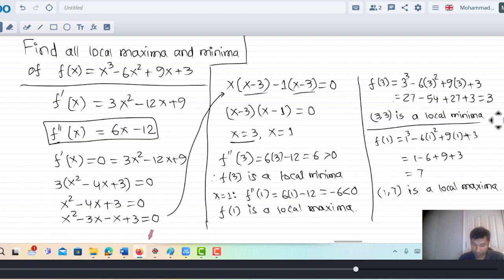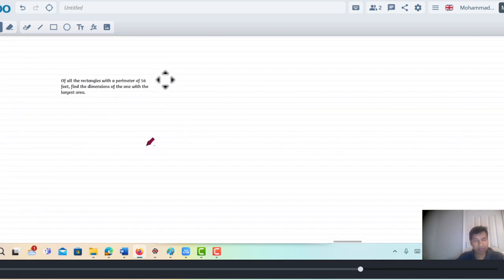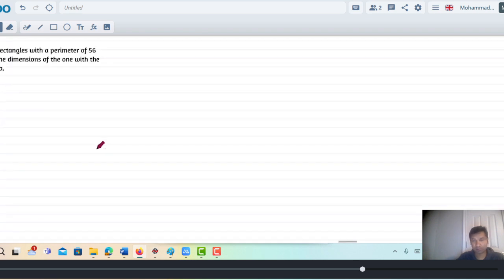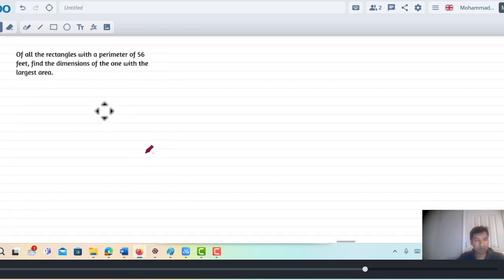Now let's do another problem. Using the derivative, find the dimensions. The problem is, of all the rectangles with a perimeter of 56 feet, find the dimensions of the one with the largest area. So this is another problem of optimization.